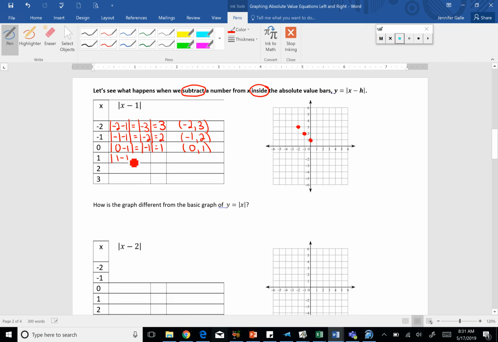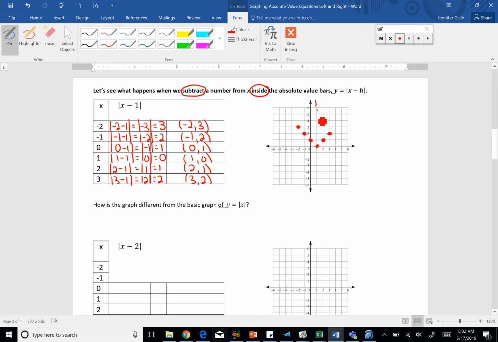So we have a 1 minus 1, we get a 0. So we have 1, 0, there it is. So again, we know our graph has been moved because 0, 0 is not going to happen for this graph. So 2 minus 1 is 1. 2, 1, we're starting to go back up. And we have 3, 2. Kind of have that lopsided V going on again.